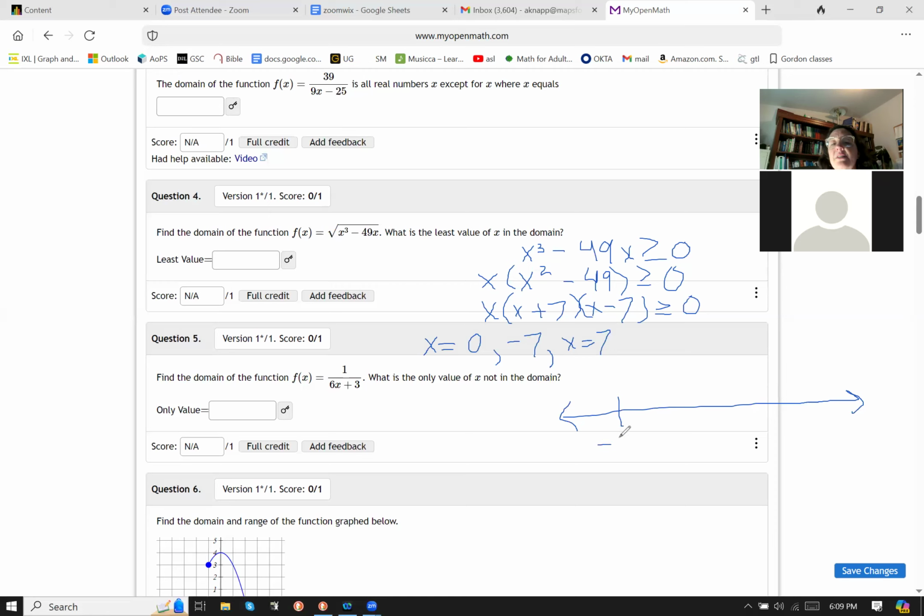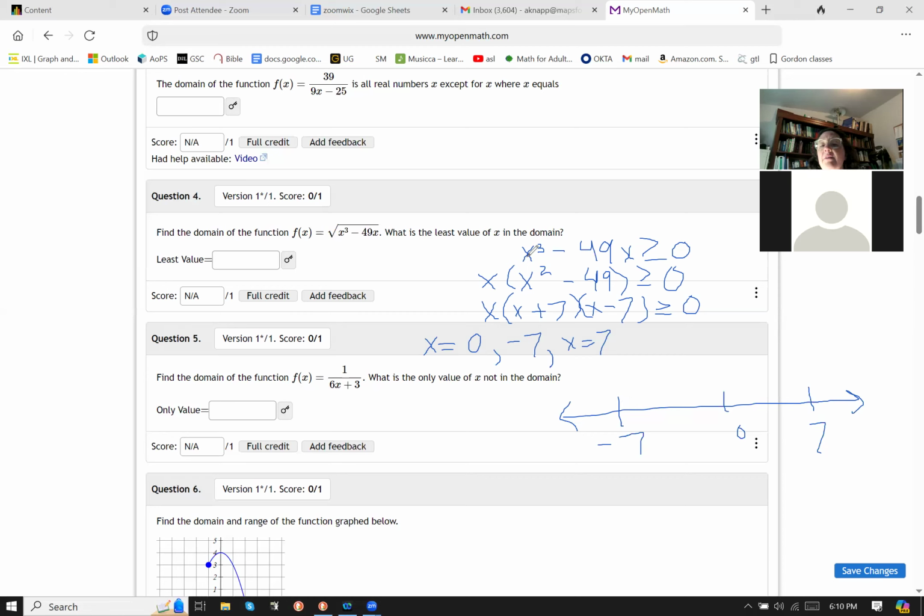So we've got negative 7, 0, and 7. That sets out 4 different regions for us: below negative 7, in between negative 7 and 0, in between 0 and 7, and greater than 7. So now we need to test a number from each of these regions into this inequality that we have at the top, the initial inequality. So let's just start with, say, negative 10. It's to the left of negative 7.